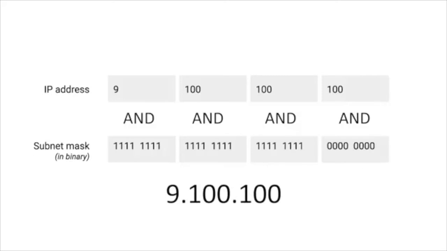The computer that just performed this operation can now compare the result with its own network ID to determine if the address is on the same network or a different one. I bet you never thought you'd have a favorite IP address or subnet, but that's what happens in the wonderful world of basic binary math.